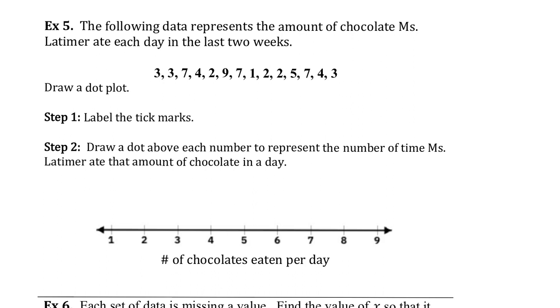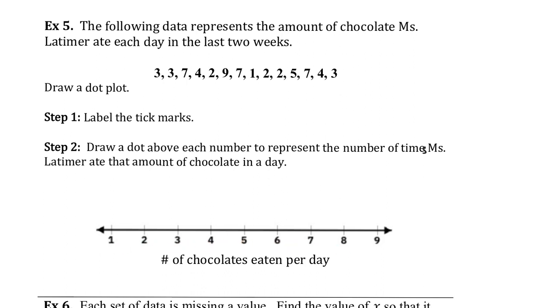Okay, example 5. The following data represents the amount of chocolate Miss Latimer ate each day in the last 2 weeks. Draw a dot plot. Label the tick marks. Draw a dot above each number to represent the number of times Miss Latimer ate that amount of chocolate in a day. It should be times. Okay, it says label the tick marks. The tick marks are already labeled. To label them, I would look and see what's the lowest. The lowest is 1. The highest is 9. So I need to make sure I include 1, 2, 3, 4, 5, 6, everything from 1 to 9.